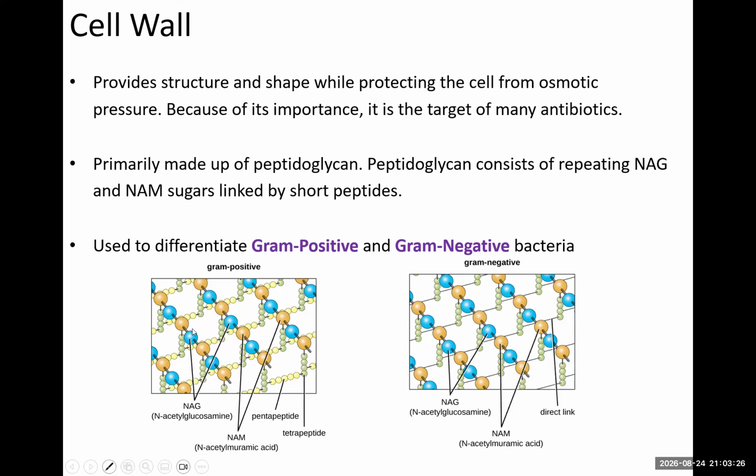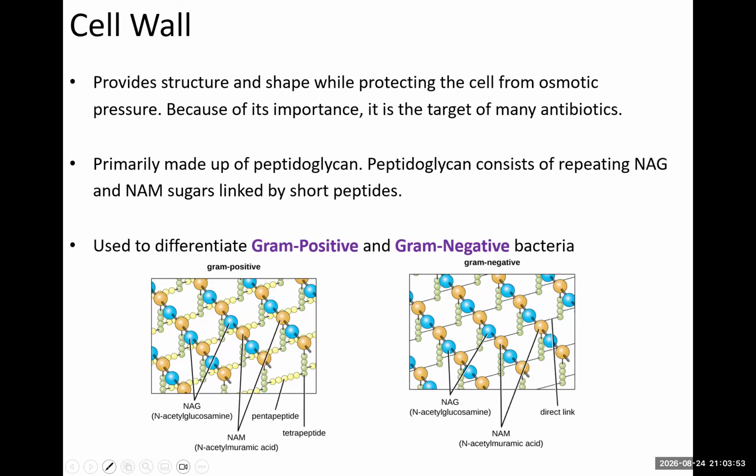And peptidoglycan, if you look in the picture below, consists of repeating units of NAG and NAM. Now, you don't need to know what those stand for because, well, it's a mouthful. But if you look closely, you'll see that it goes a blue NAG and then an orange NAM and then a blue NAG and an orange NAM. And so that's going to be the basis of the peptidoglycan.